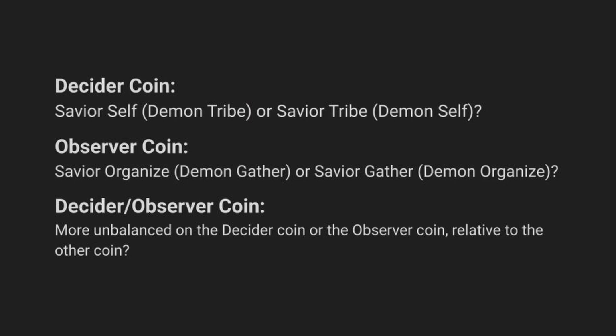Now to recap, we have the decider coin that asks, are you savior self or savior tribe? We have the observer coin that asks, are you savior organize or savior gather? And we also have the decider observer coin that asks, are you more unbalanced on the decider or the observer coin relative to the other coin? Okay, so what does this all mean?